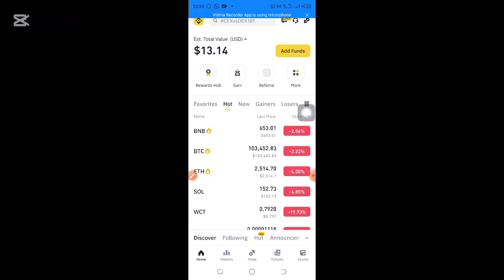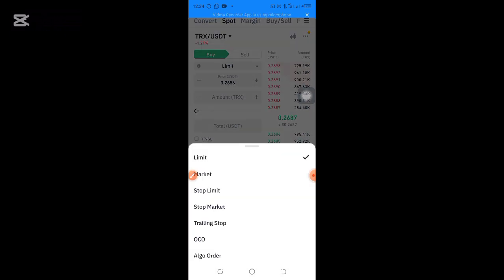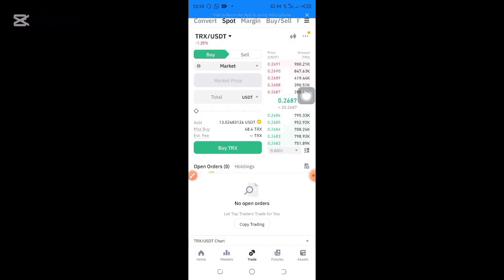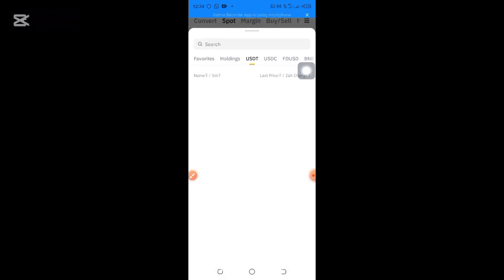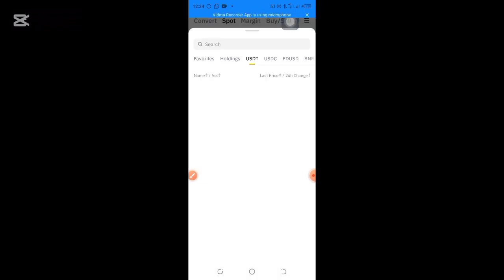So let's go to our trade section here. We click on trade. I've clicked on trade, so I want to buy a coin here now, and I want to show you how you can take profit from the coin that you are buying. So let's say I want to buy a coin called Sui. I want to buy Sui, so I will just come here. You can see this place here. You click on it. Then I will just search for the coin I want to buy.